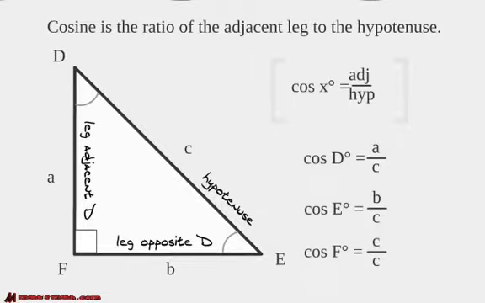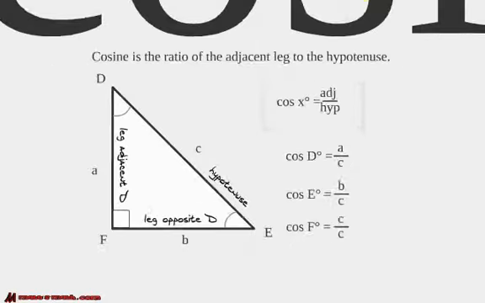Can't really do that, okay? So we don't really talk about the cosine of F. We don't do anything really with that right angle. We're only looking at angle D and angle E, okay?